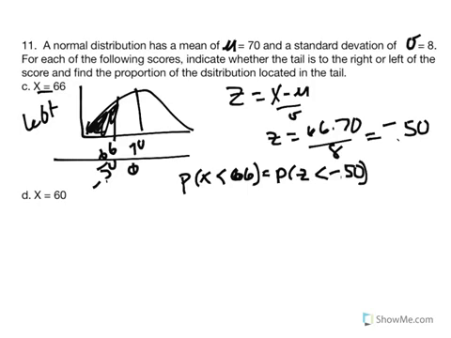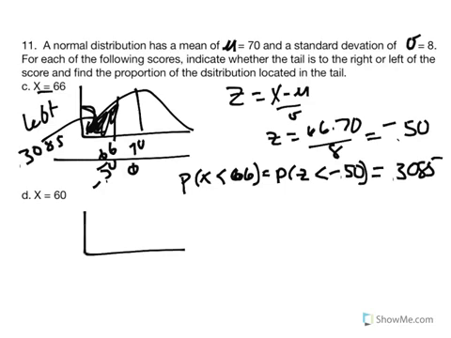Okay, so given what we just found in the table, this is represented by 0.3085, right? So the probability of obtaining an x value less than 66, there's a 30.85% chance, or 0.3085 of the distribution. That proportion of the entire distribution is represented by x values below 66, or z values less than negative 0.5.